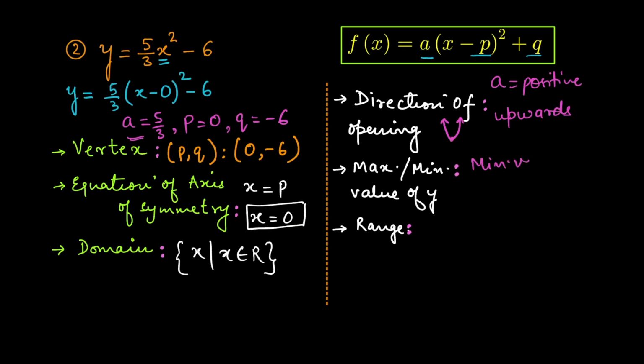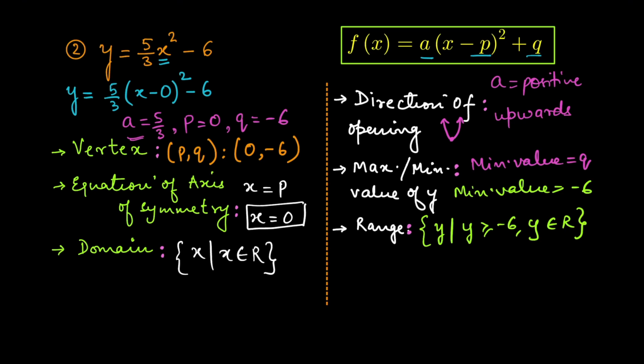Upwards means it will be something like this, so it will have a minimum value. The minimum value is q, and as per the question, the minimum value will be minus 6. And since we say minimum, the range is y such that y is greater than or equal to minus 6 and y is a real number. Again, the range is in the curly bracket.